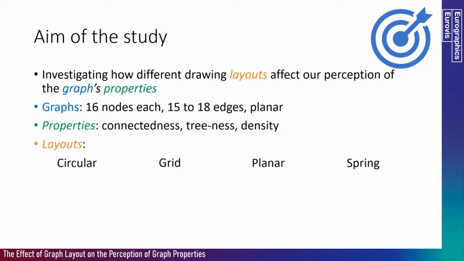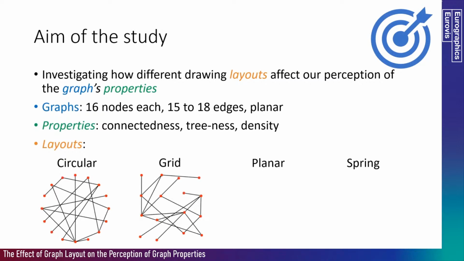We also choose 4 layouts, the circular, grid, planar, and spring. For the first 2, the nodes are assigned to random positions in a circle or in a grid respectively. For the planar layout, the graph is drawn in such a way so that no 2 lines intersect. Since not all graphs can be drawn in such a way, we had to restrict our study to planar graphs.